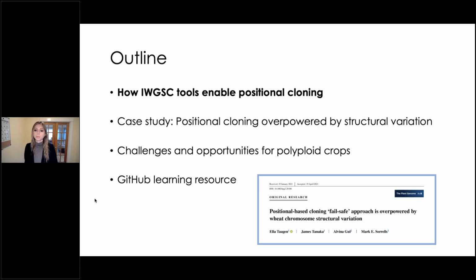Today, I'm going to present some unique challenges to positional cloning in polyploids and resulting opportunities to reevaluate best practices for successful causal variant identification and experimental design.